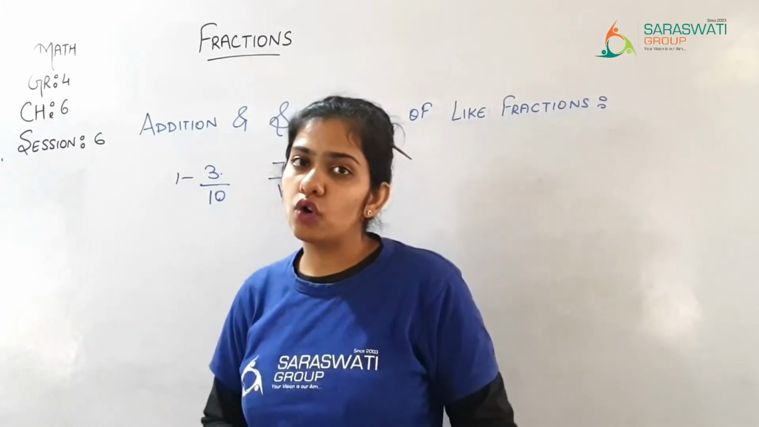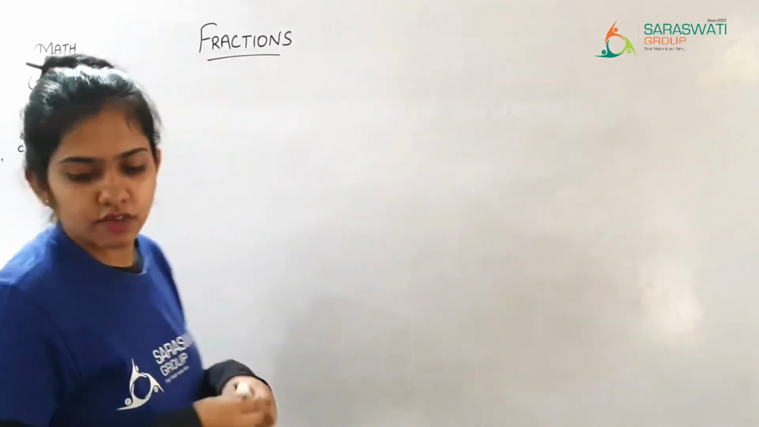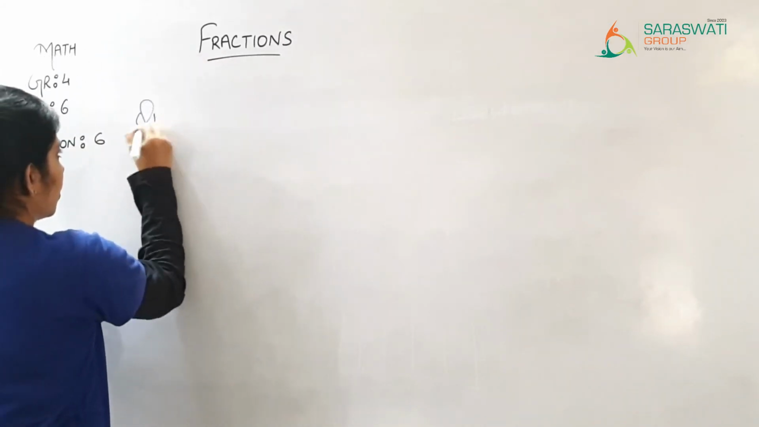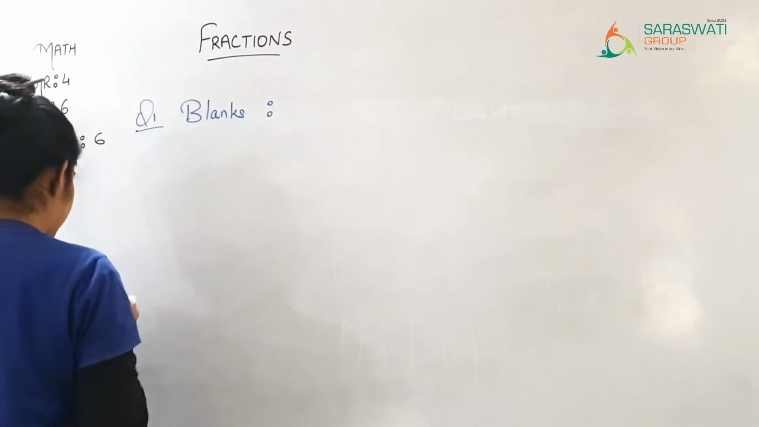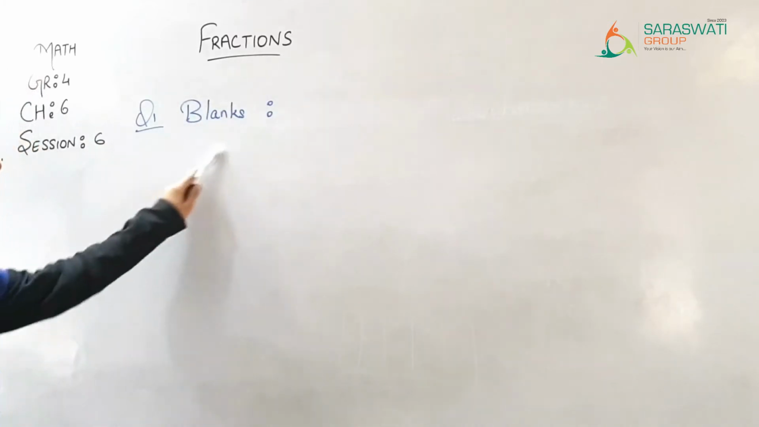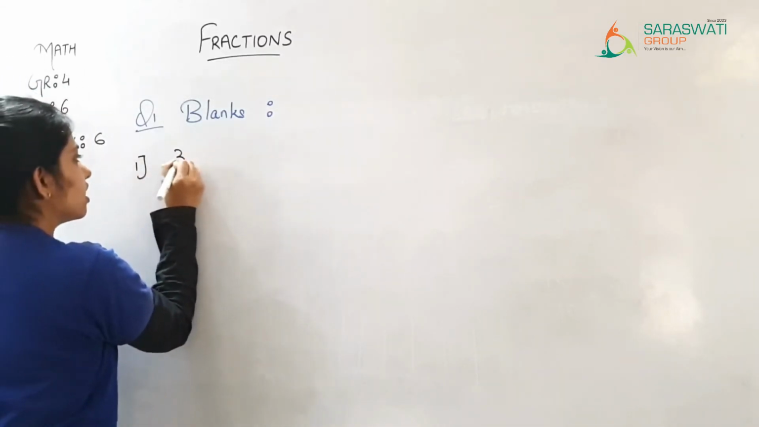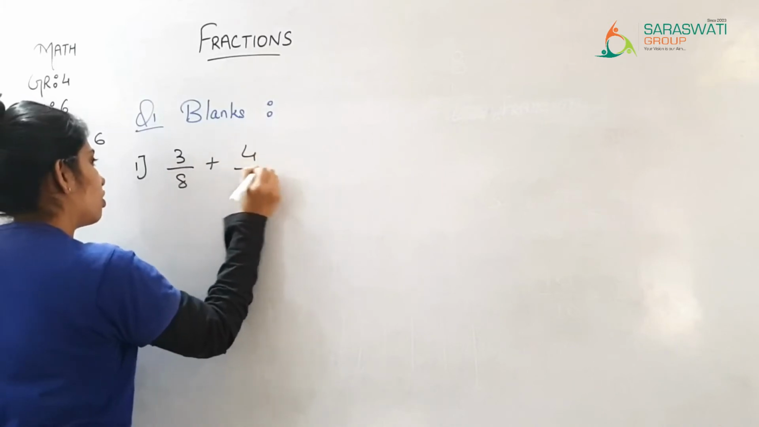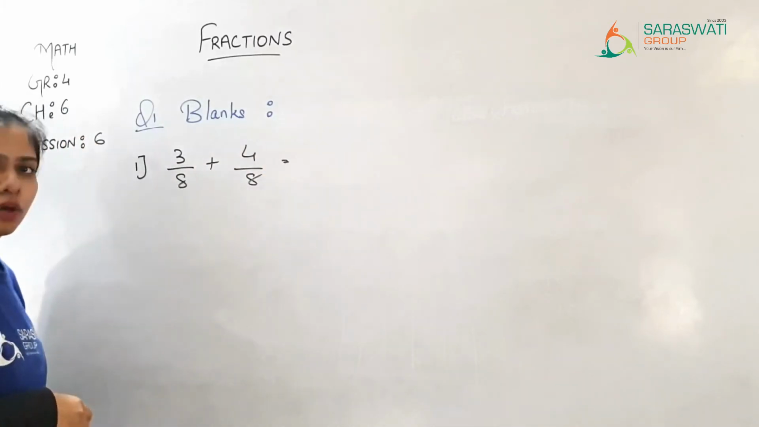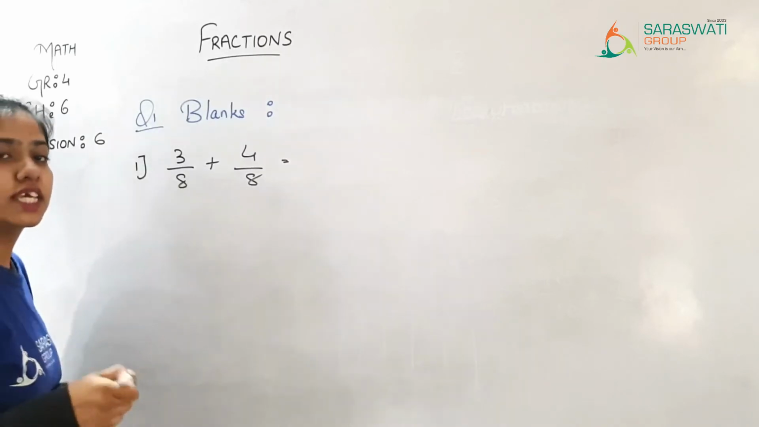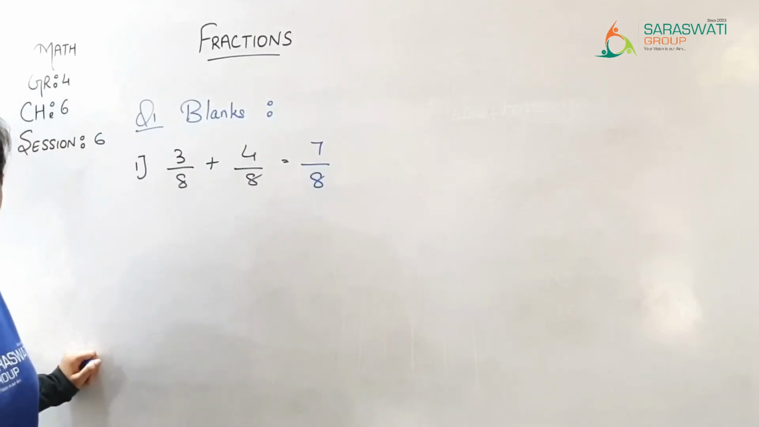Now let us go with the exercise. Okay, now question 1 is fill in the blanks. Now in blanks, the first question is 3 by 8 plus 4 by 8. You just have to write the answer. Denominator is same, so 4 plus 3, 7. 7 by 8 is your answer.